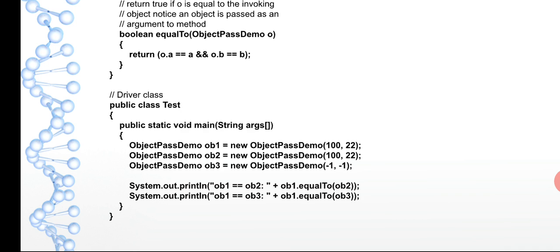Oh, sorry, OB1 and OB2 you are passing the same value. So A and B will have the same copy of data, but OB3 will have -1 and -1, isn't it? So different data, isn't it? So we will see how exactly we can work on it.